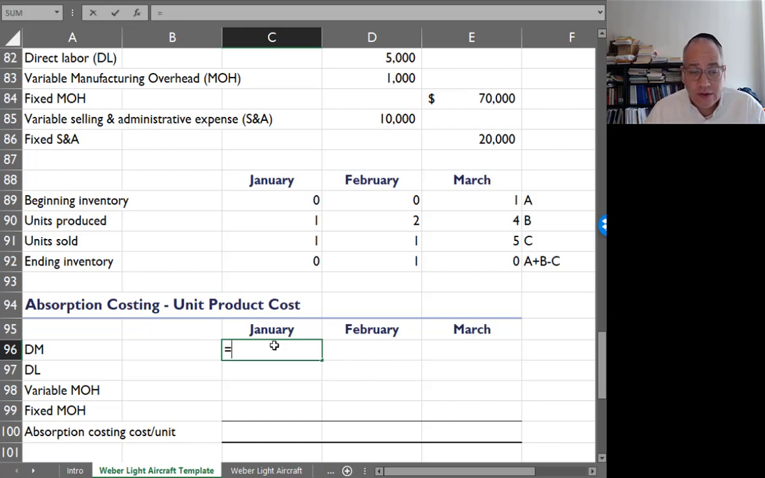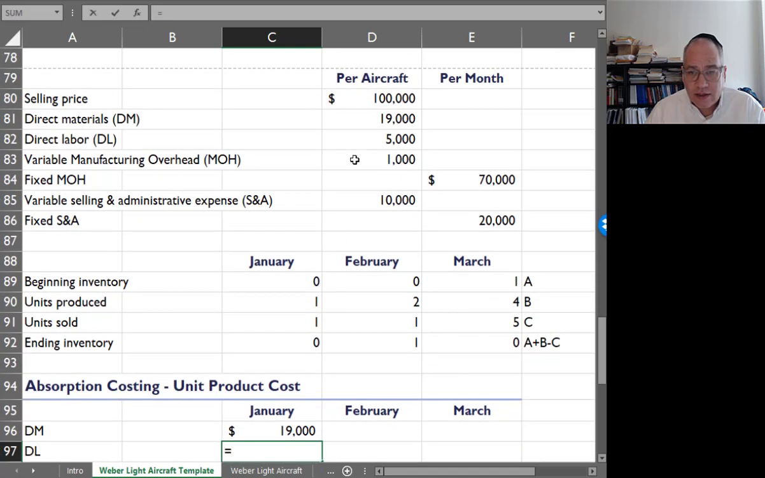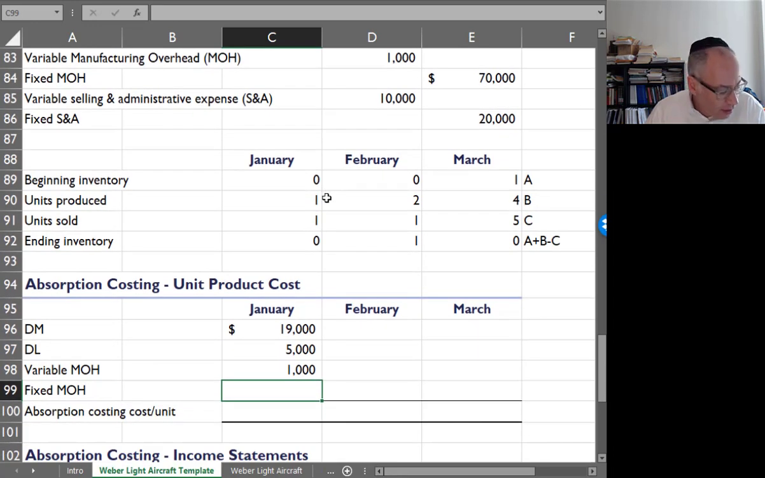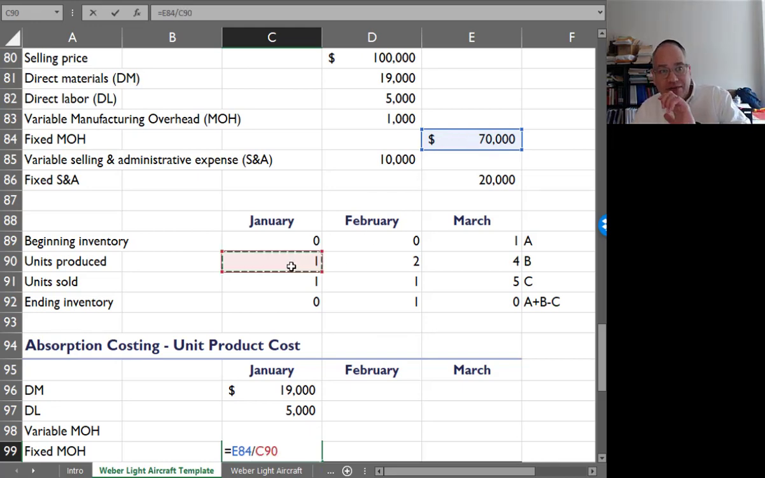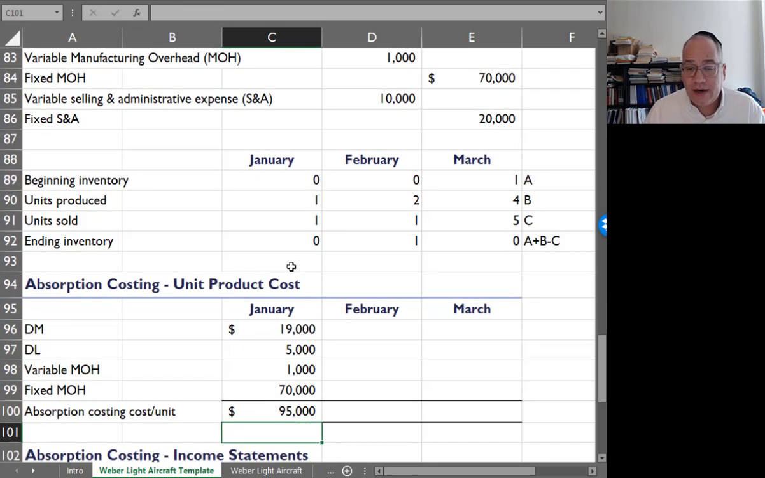Direct materials, again, is 19,000. Direct labor is 5,000, and variable overhead is 1,000. And we're dealing here with unit cost, right? So this is where things get very tricky. And you'll see, this is how we do things for financial accounting. Fixed overhead is 70,000, but that's total. I made one unit, so all of that fixed cost went to one unit. So my cost per unit for January would be $95,000.